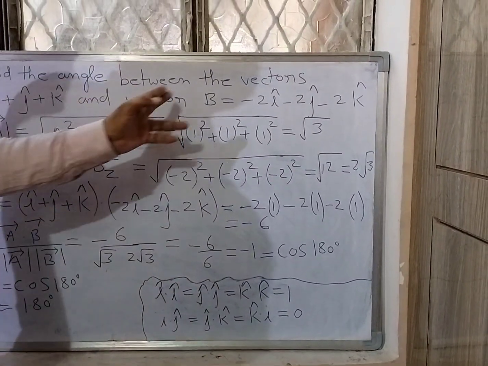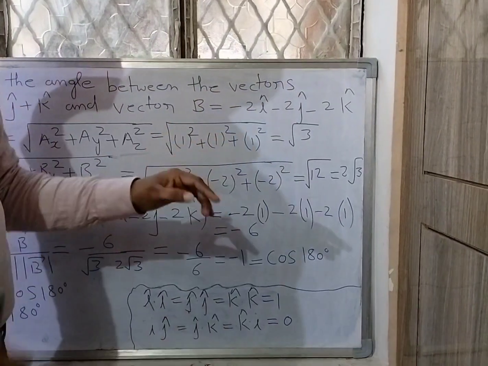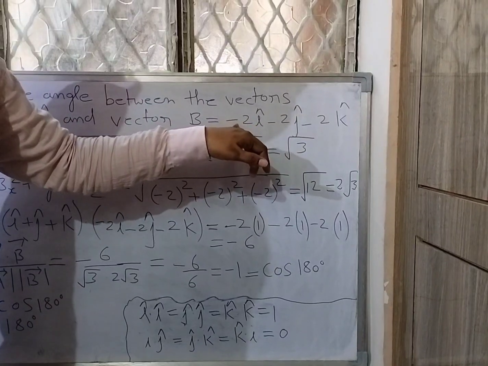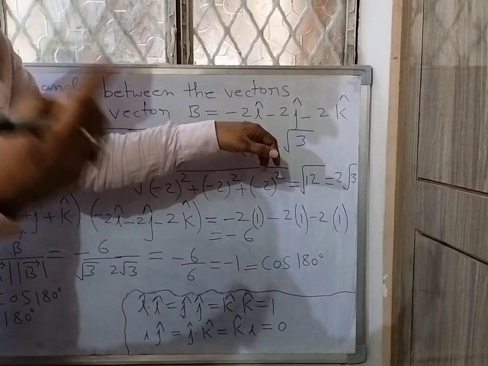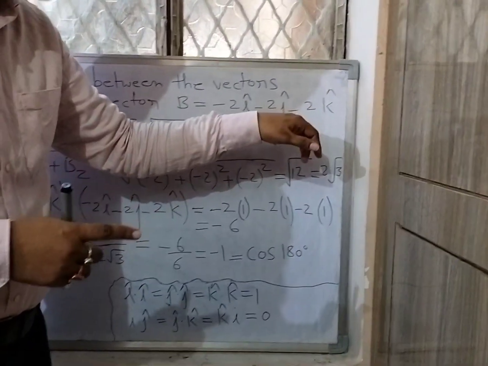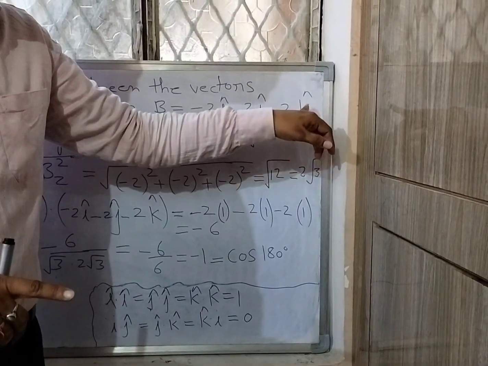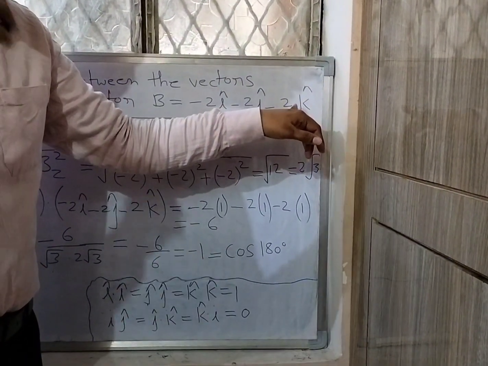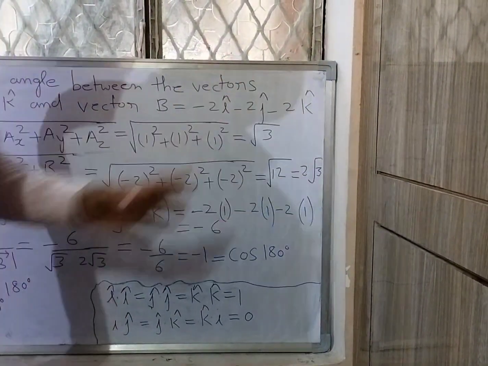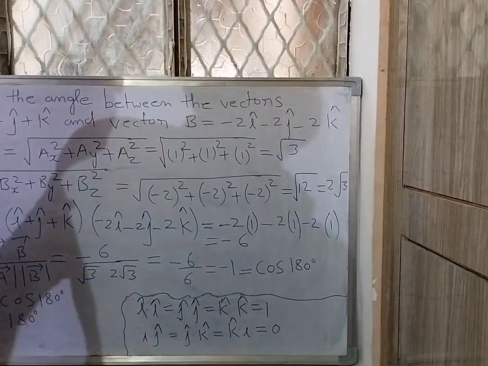In the same way, vector B is equal to minus 2i. So what does it mean? It means that the value of this vector is minus 2 on the x-axis, minus 2 on the y-axis, j cap meaning the y-axis, and minus 2 on k cap, meaning on the z-axis the value of this vector is minus 2. So now we have to calculate the angle between this A vector and B vector.